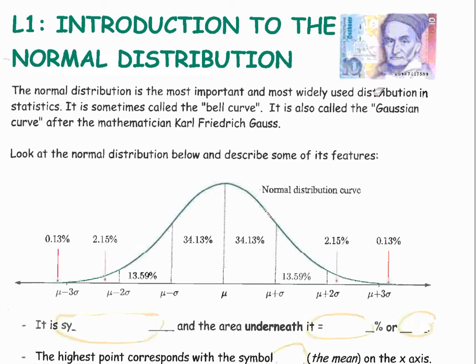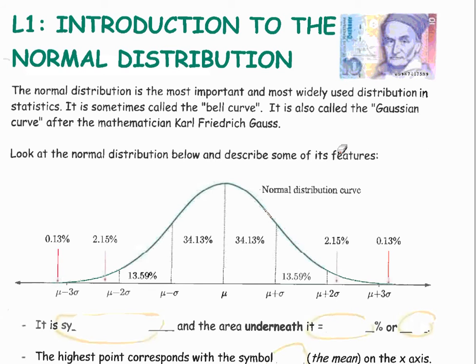It's sometimes called the bell curve. I'm not sure if you've heard about it if you've studied psychology or biology. It's also called the Gaussian curve, named after the mathematician Carl Friedrich Gauss, who appears in this picture up here. So look at the normal distribution below. This is an example of the normal distribution down here, and describe some of its features.